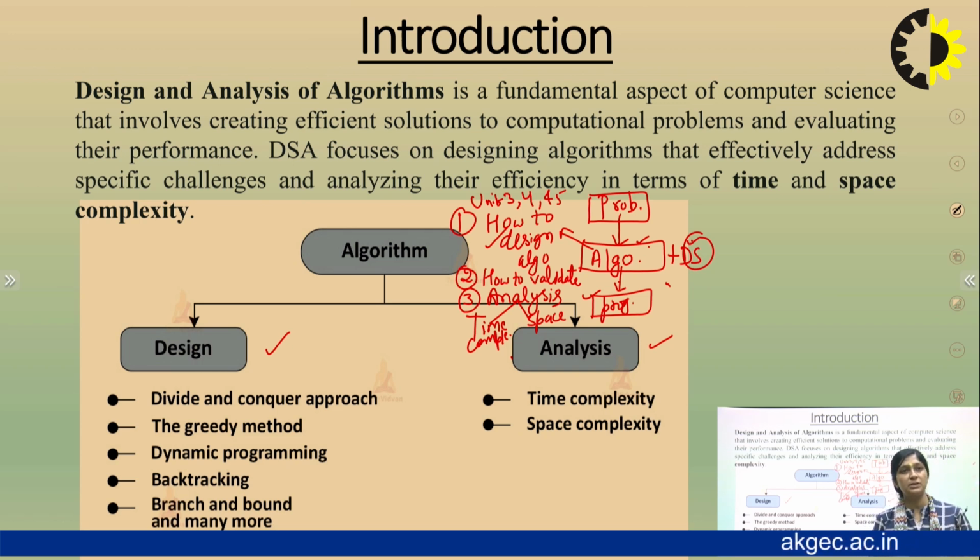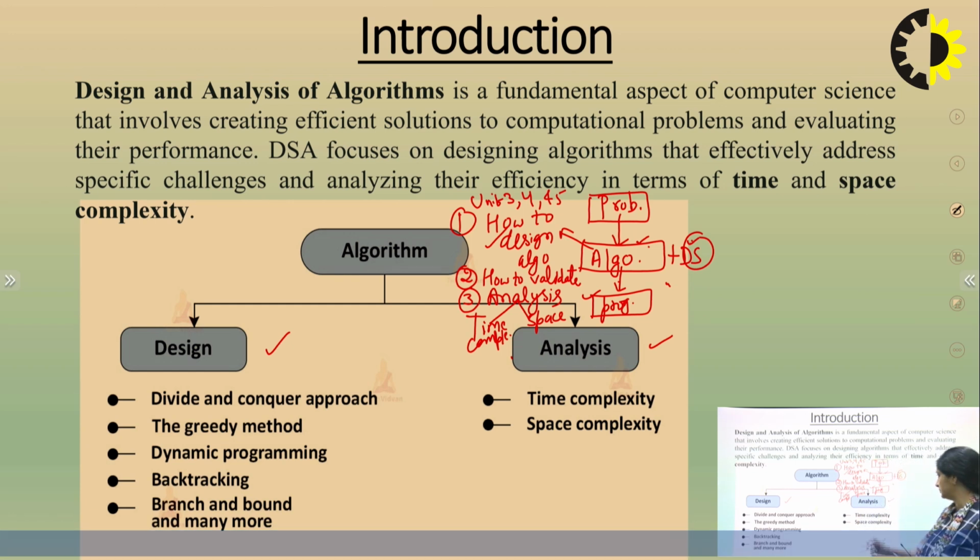Time complexity means how much time an algorithm is taking to run the program, and space complexity means how much space it is taking to run the same program. Through the analysis, you can check whether the algorithm is okay or not. If it is taking less time and less space, then this is okay.